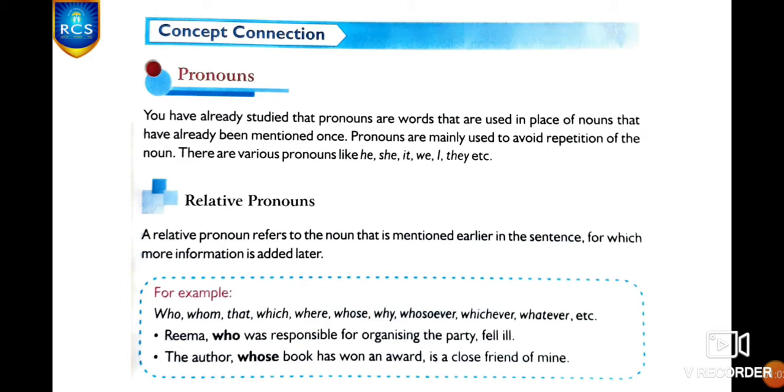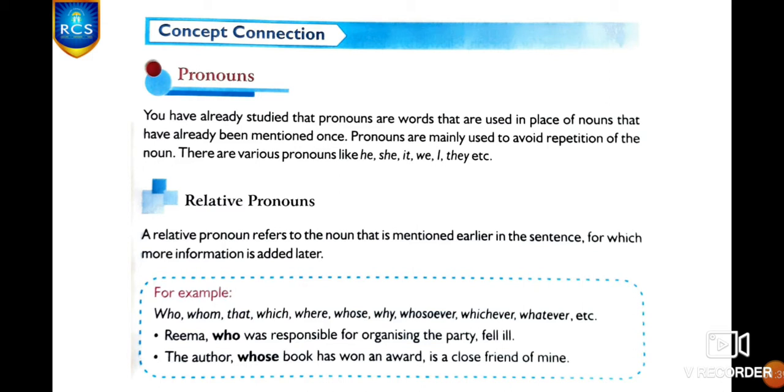A relative pronoun refers to the noun that is mentioned earlier in the sentence for which more information is added later. For example, who, whom, that, which, where, whose, why, whosoever, whichever, whatever, etc. Children, a relative pronoun refers to the noun that is mentioned earlier in the sentence and for which we are going to add more information later.